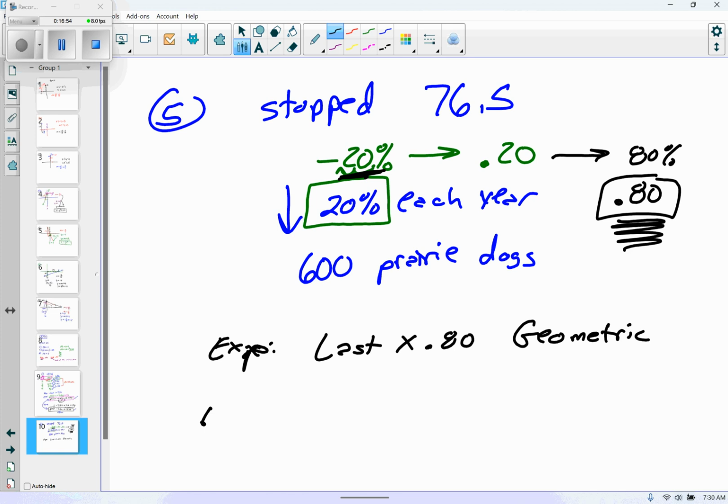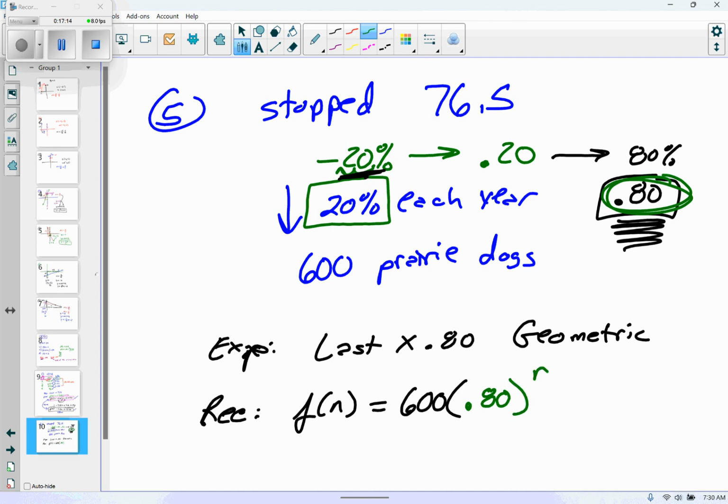So then our recursive function is going to be this. We're going to go f at n equals, we started with 600 prairie dogs. We are now going to reduce that to 0.80 raised to the n. Okay, and if n were to start at year 0, that would mean year 0, when we first came out to the prairie dog land, there were 600 prairie dogs that they had counted. So this is our equation.